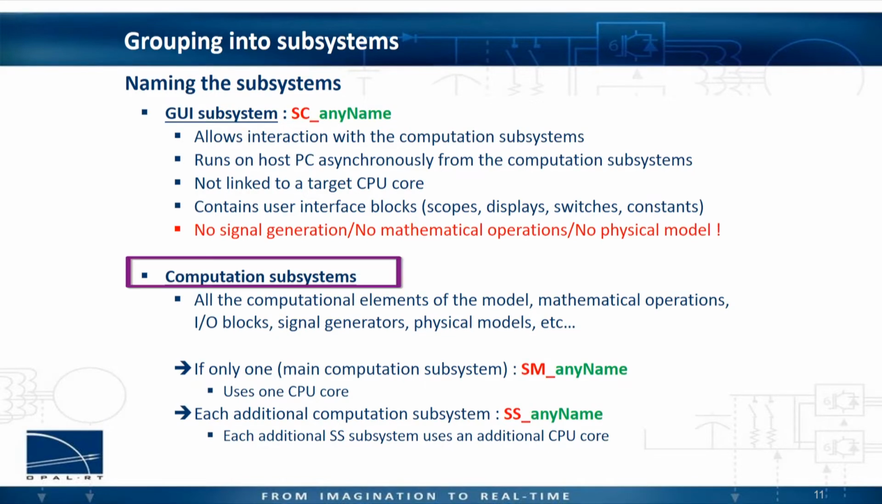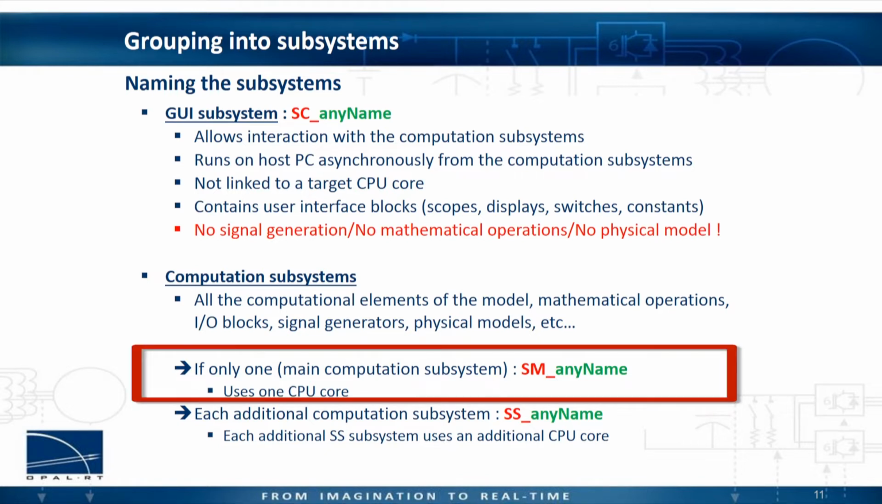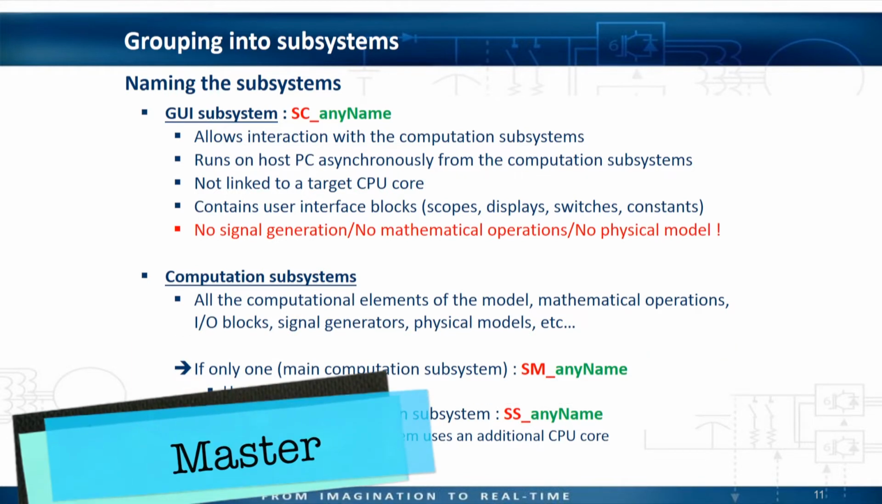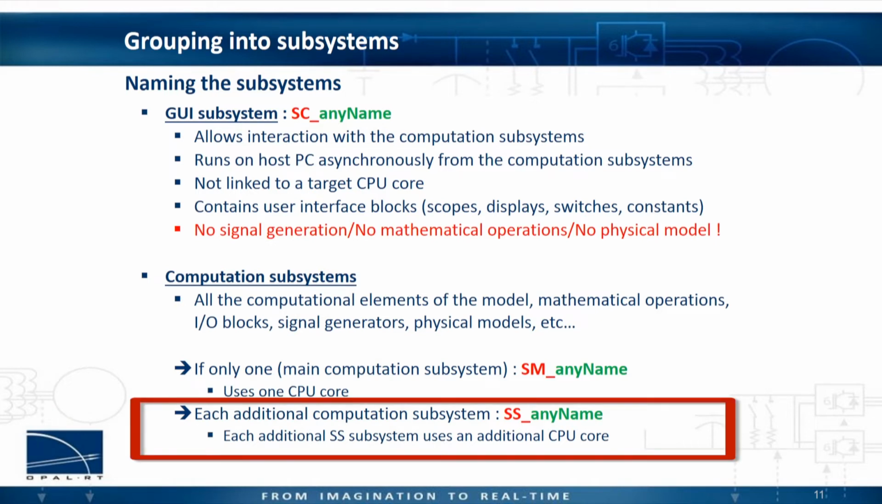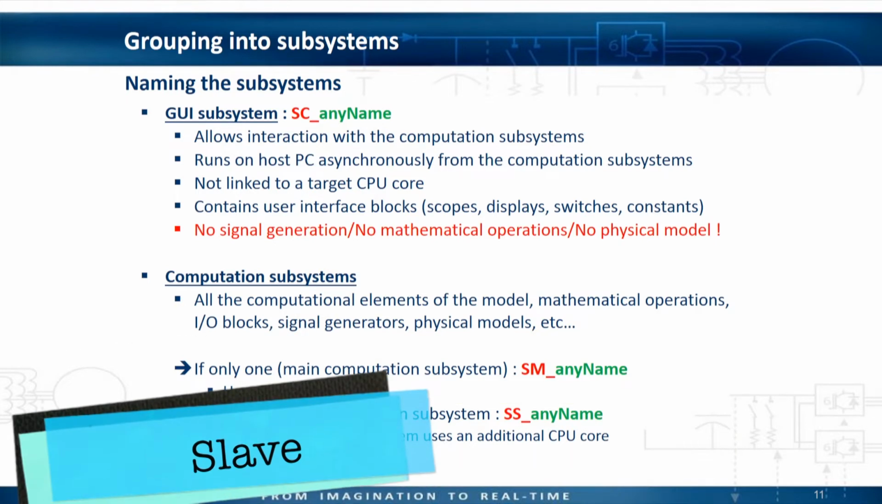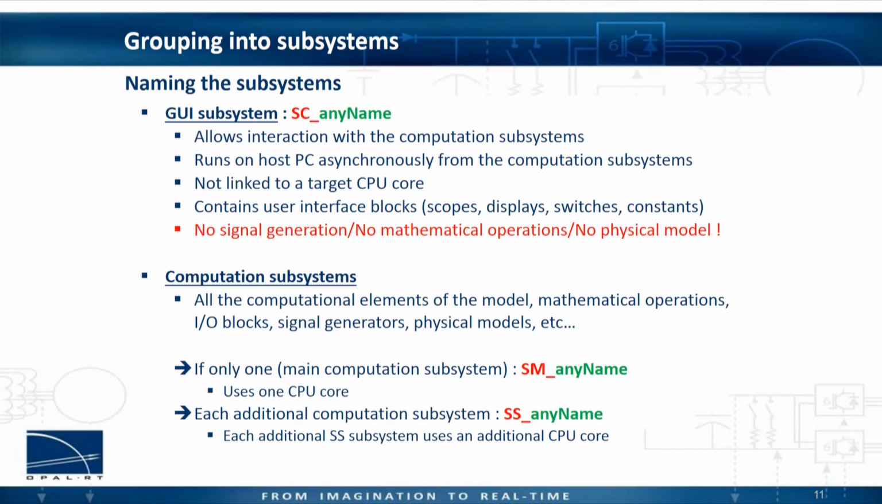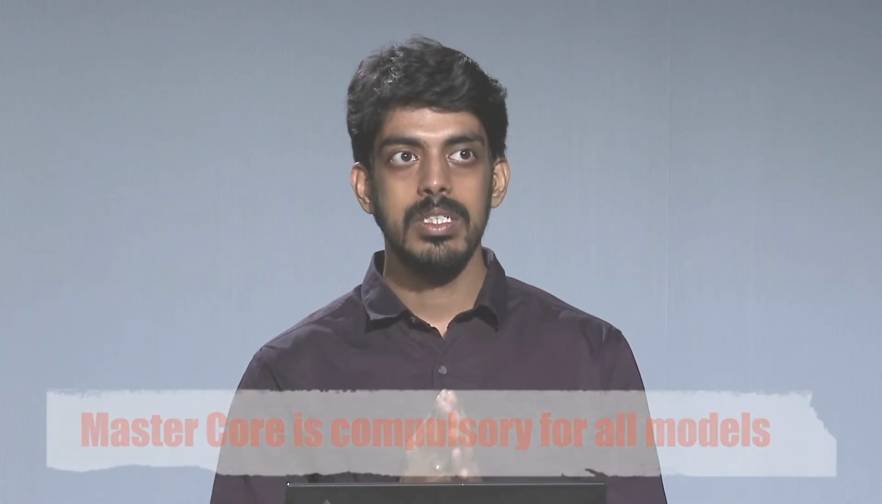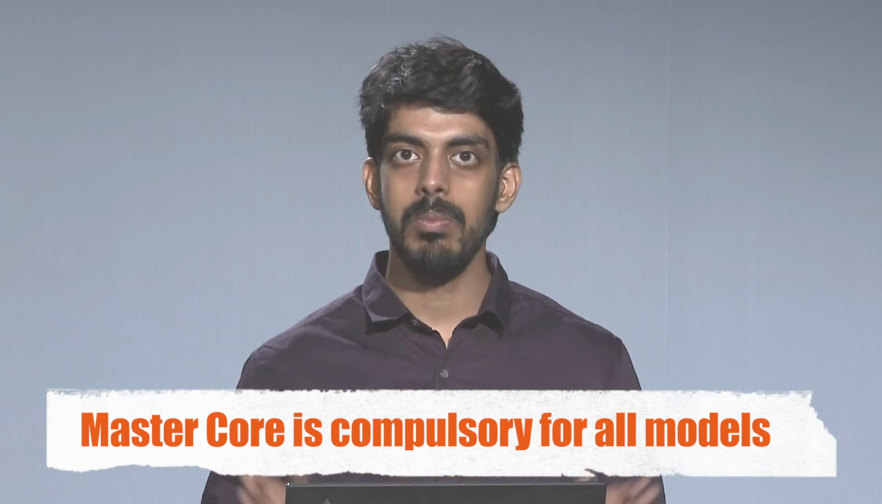Now coming to the computation subsystem, it will be named as two types basically. If you have a single core activated, you can have something called a master. Okay, now if you have multiple cores activated, then you can add something called a slave. One core will be activated as a master and the other will be acting as a slave. So master is compulsory for all models because there has to be some computation part, and that computation part is called first instance, known as master.